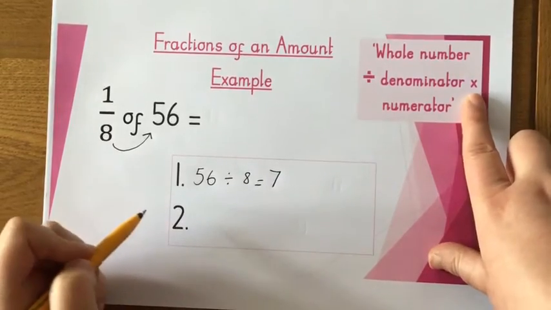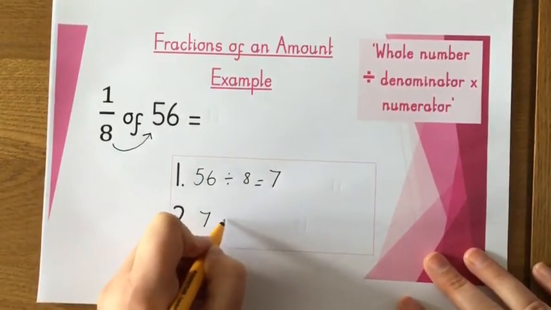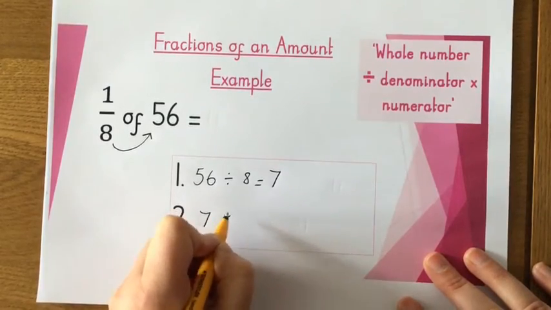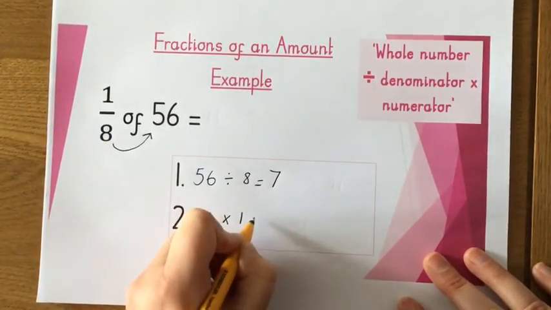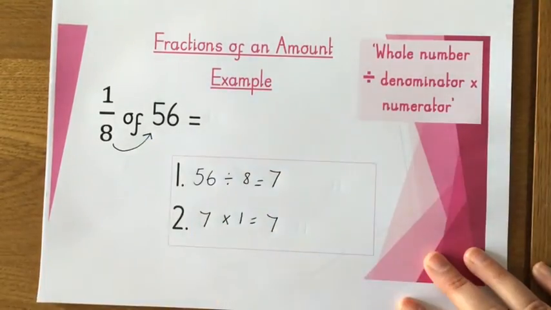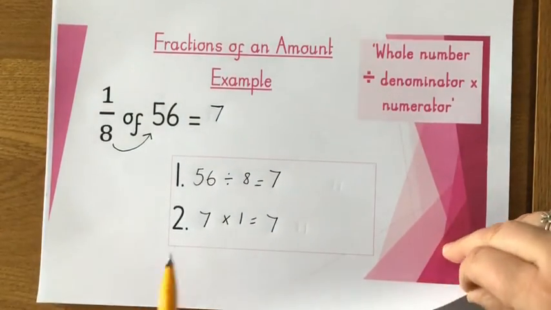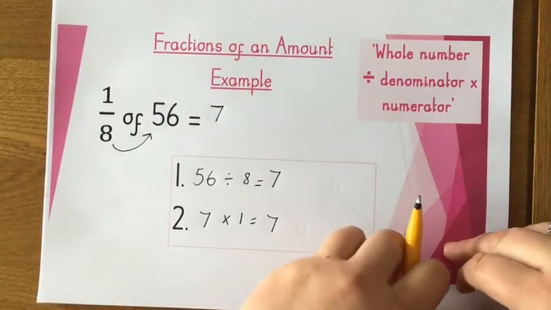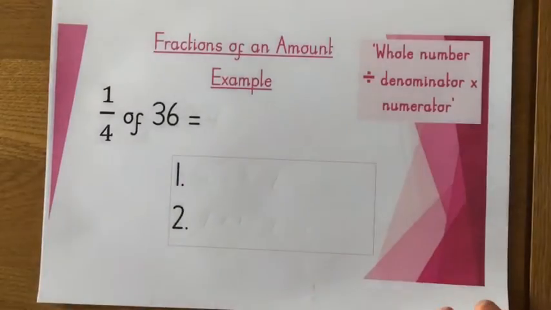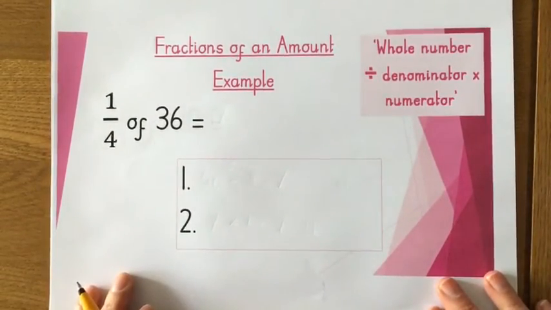Now, I've got to times my answer by the numerator. So 7 times, my numerator here is 1. 7 times 1 is 7. So 1/8 of 56 is 7. Right, let's have a look at the next one. Here I've got 1/4 of 36.